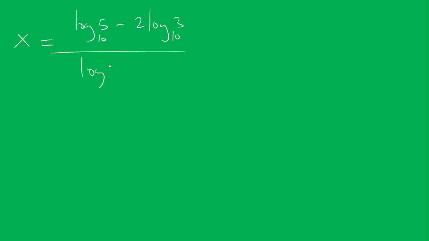So you now have x is equal to log 5 minus 2 log 3, all to base 10, divided by log 3 minus log 2, all to base 10. So this is the final answer.